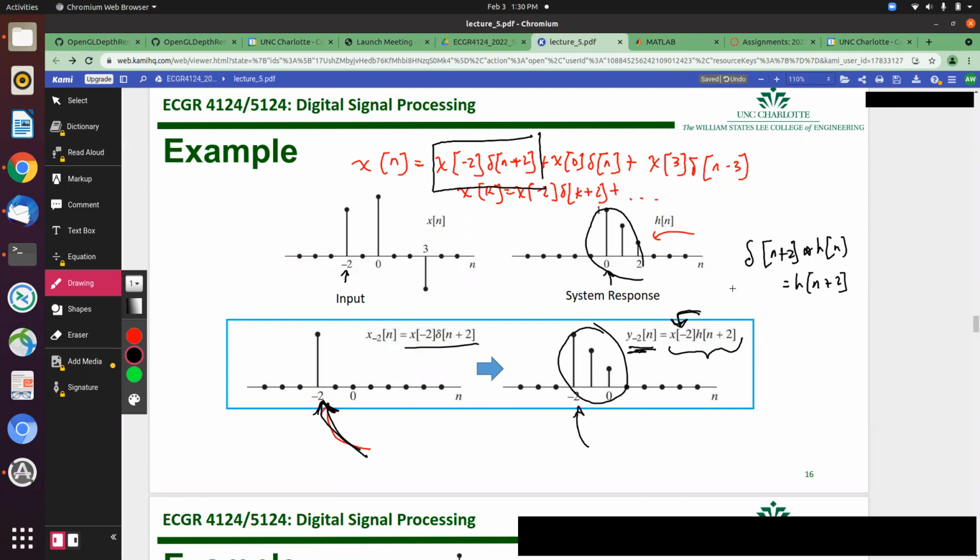So the way that they write h shifted to be at -2 is h of n plus 2. So h of n was this signal just at 0. We write this signal shifted to the left by 2 values as h of n plus 2, which has been advanced, so to speak, or shifted to the left.